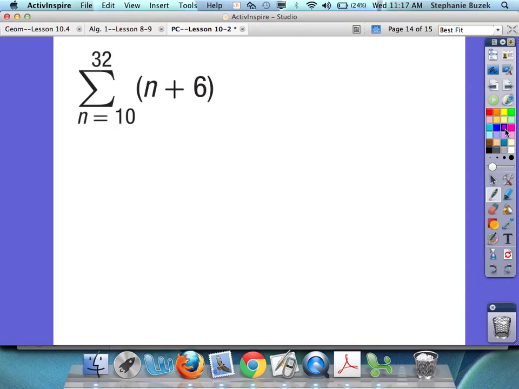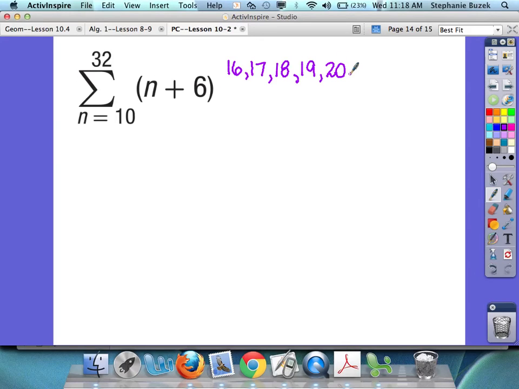Remember, sigma means what? Sigma means the sum. So this is the sum of n plus 6 from n equals 10 to 32. And so really, if I plug in 10, what is the first term in my sequence? 16. What is the second term in my sequence? Wait, how did you get 16? I plug in 10 for n. 17. What's the third term? What's the fourth term? 20.